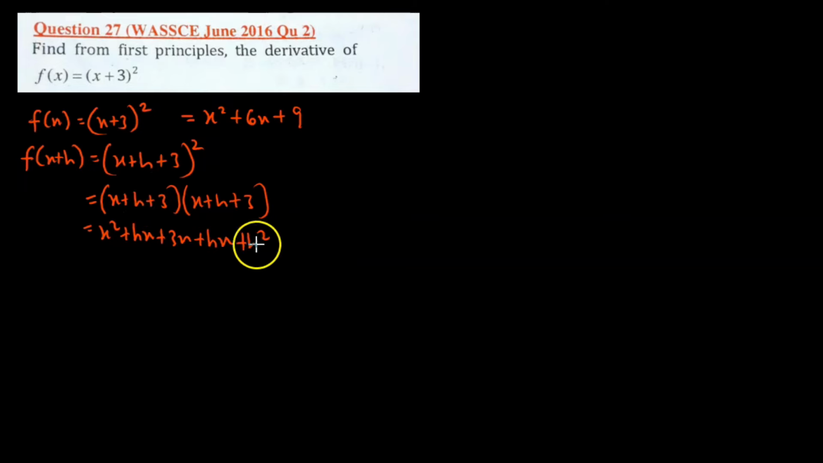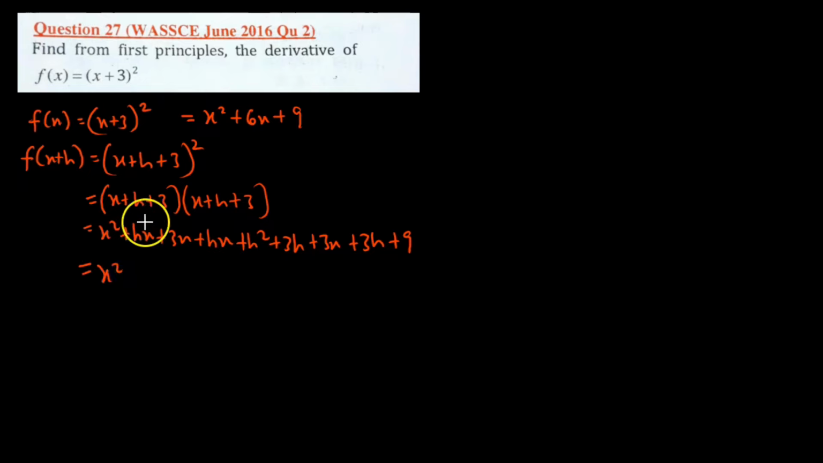h multiplying 3 will get plus 3h. Then the last factor will be 3 multiplying x, that will give us plus 3x. 3 multiplying h, that will give us 3h. And then 3 multiplying 3, that will give us 9. Now, moving further, we have some like terms. So let's regroup the like terms and work on it.